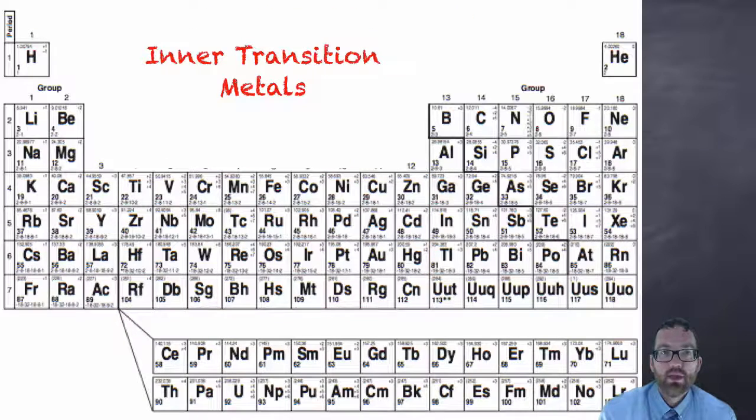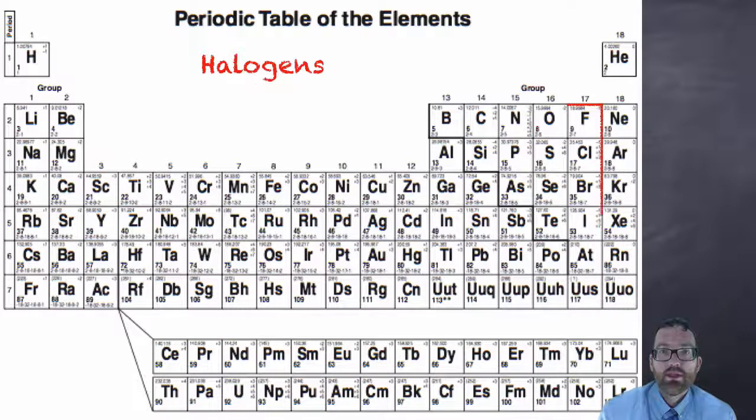the nonmetals. The inner transition metals are these two on the bottom, the lanthanides and actinides. They can also be called inner transition metals, or sometimes they're even called rare earth metals because they are rare in large quantities on this planet. Next, we have the halogens, which are group 17. Remember, halogen means salt former, so think sodium chloride, table salt. Every salt, like table salt, has a halogen in it.